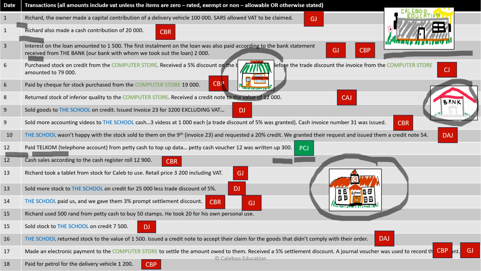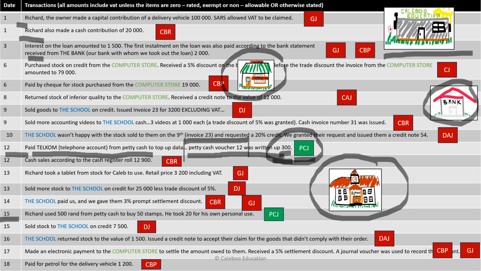It said paid Telkom for the telephone account for data from the petty cash, and a petty cash voucher was written up, 300. We need to record that transaction. So what we're doing at the moment is just identifying the transactions that need to go into the petty cash journal. So on the 12th, there's one. What document are we looking for? The petty cash voucher records transactions which go into the petty cash journal.